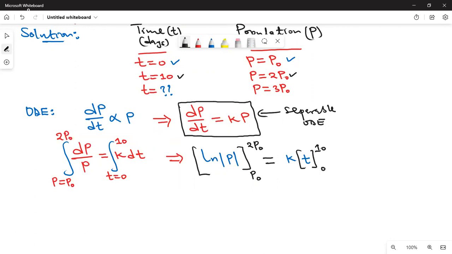When you plug in the limits of integration, what are we going to get? We are going to get ln 2p₀ minus ln p₀ is equal to k times (10 minus 0). So from here, we can easily find the value of k.